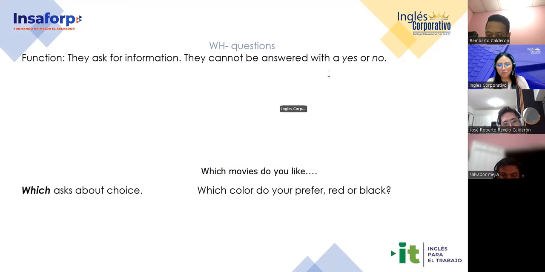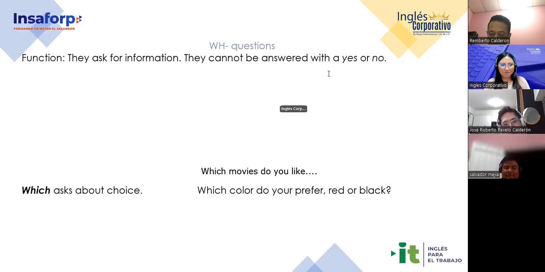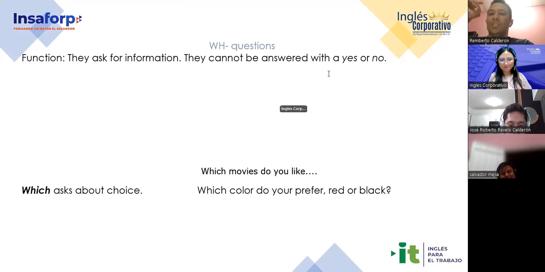¿Qué otra pregunta se nos ocurre con which? Vamos. ¿Algo que han escuchado con which? Which office do you prefer? The right or the left? I like that one. Exactly. Which days off do you prefer? ¿Qué días libres prefieres? Sunday and Monday or Saturday and Sunday? And we decide. Which, and that's it.